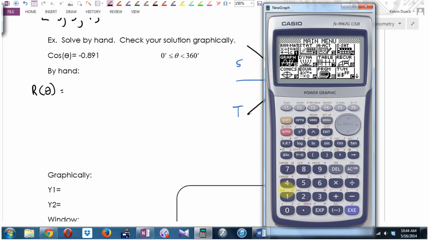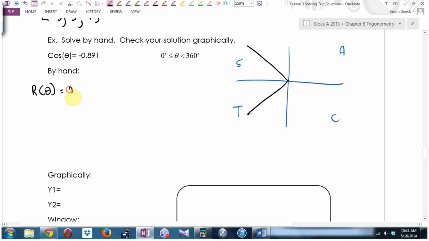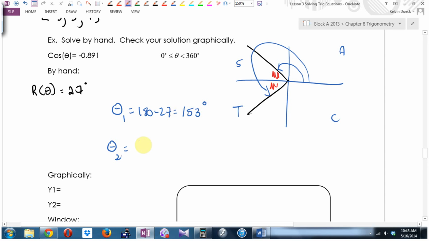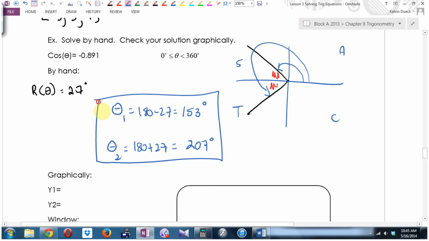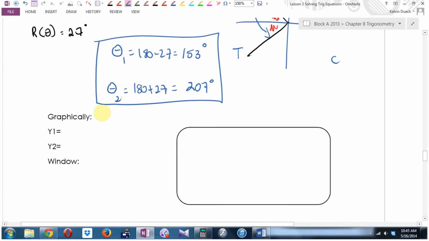Find the reference angle. That's going to be, I got to get out of this menu and back to this menu. Shift cos of positive 0.891. 27 degrees. That means that on your own, find theta 1 and theta 2. I'll freeze the screen. Let's see if we get to the same thing. You get 153 and 207?